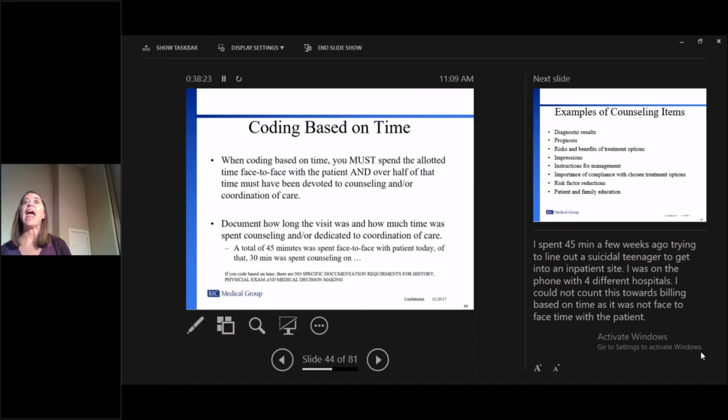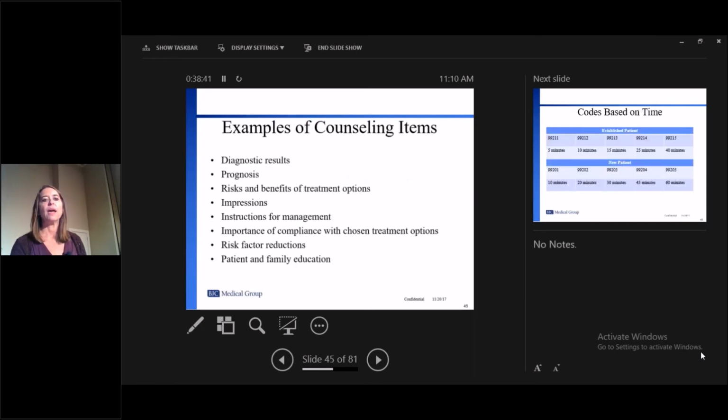I spent an hour and a half trying to take care of that patient, but I couldn't bill based on time because it wasn't spent face-to-face. I just want to make sure that we're clear that this has to be face-to-face time with the patient, documenting and counseling. Examples of counseling items: going over diagnostic results, prognosis. I mean, if you're sitting down and changing somebody over to palliative care or hospice, that's where you're going to want to bill for time.